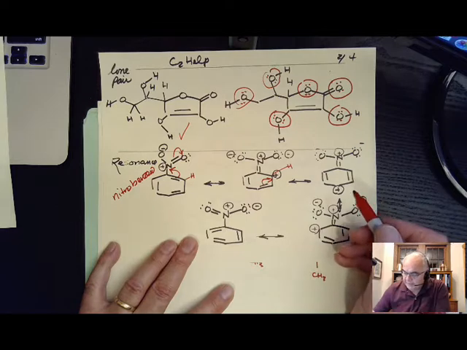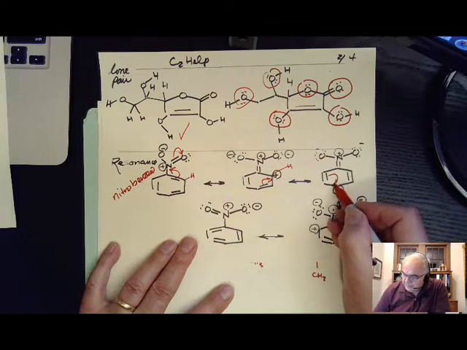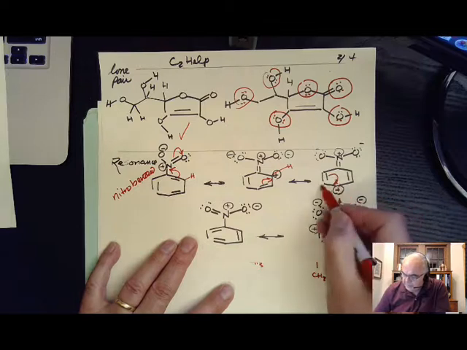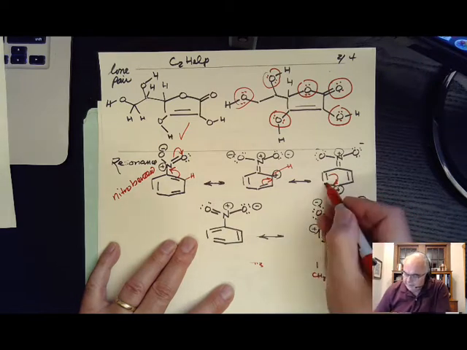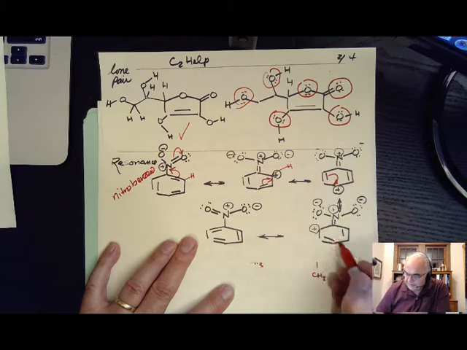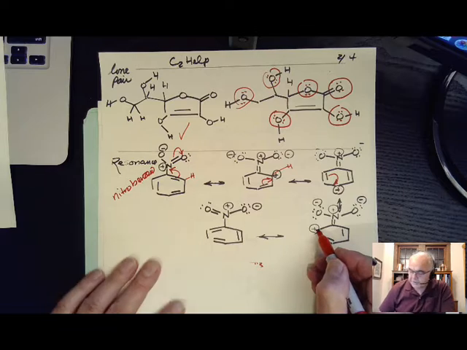Now we have another pi bond here next to a positive charge. So I can make a new double bond here. By moving the electron from here to here, making a double bond, this carbon now would be positive. So this is another resonance structure.